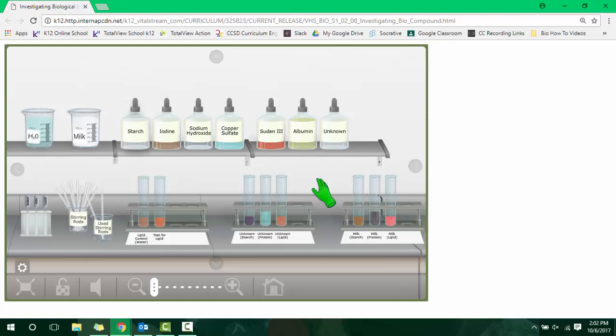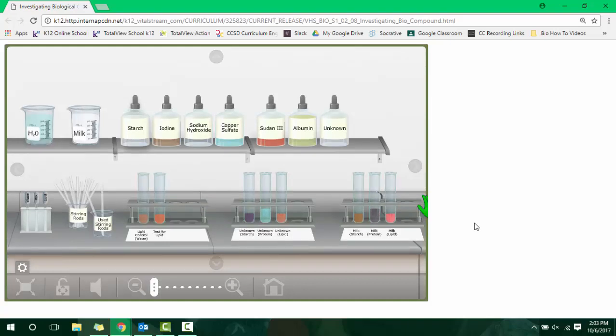So record your observations into your data table for phase 5, and you are going to write your own CER, very similar to the way that you wrote your CER for the unknown. And once you guys are done with that, you are done with the lab.